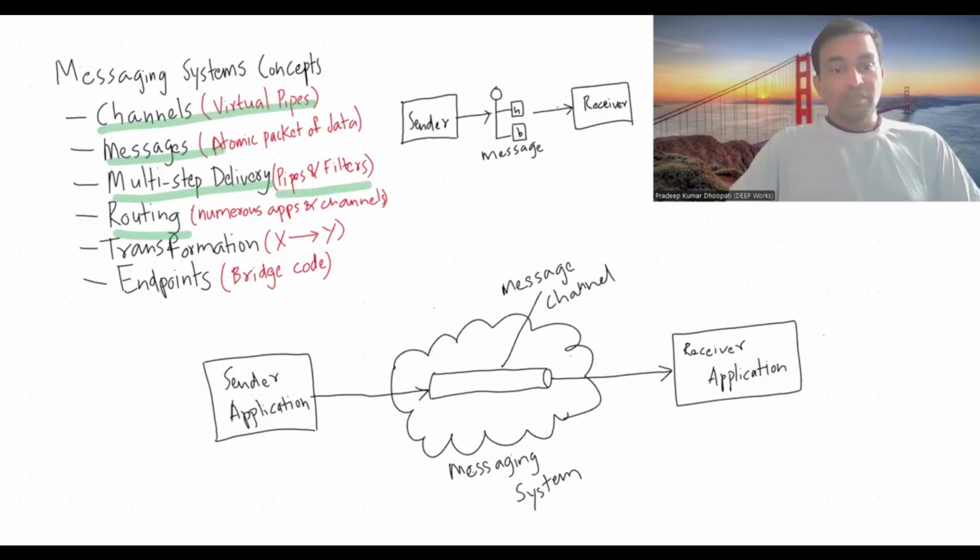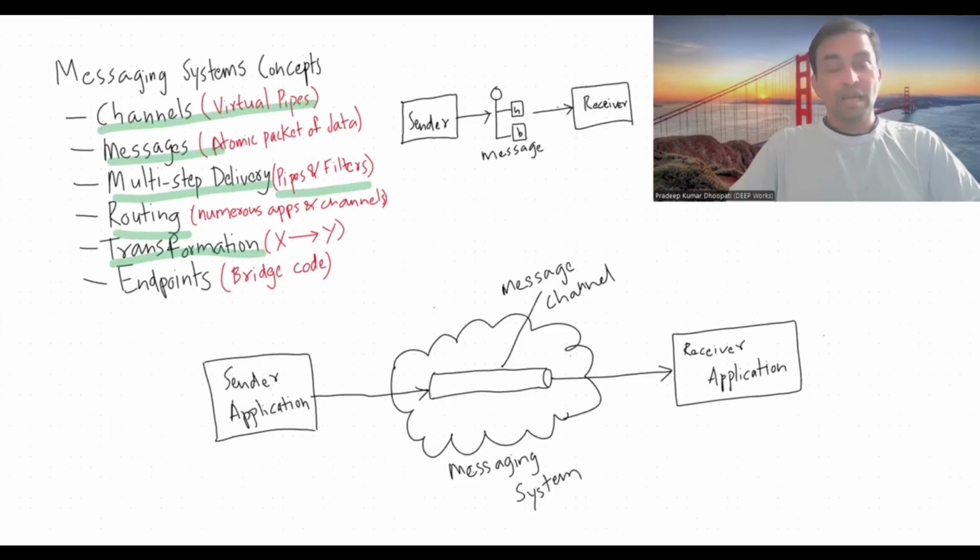And the next concept is transformation. Like we discussed before, if the sender is sending a message in a format, say for example X, and the receiver has to receive the message not in the format the sender sends, but maybe in a different format, let's say Y.